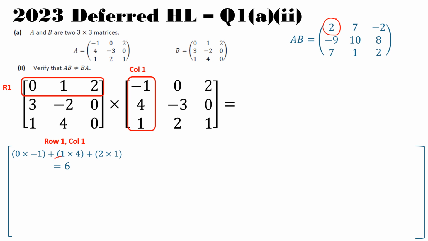So this answer is 6. So straight away, you can stop here. You don't need to do the full multiplication. It is enough to show that if even one entry is different, they can't be identical. So we can stop there.